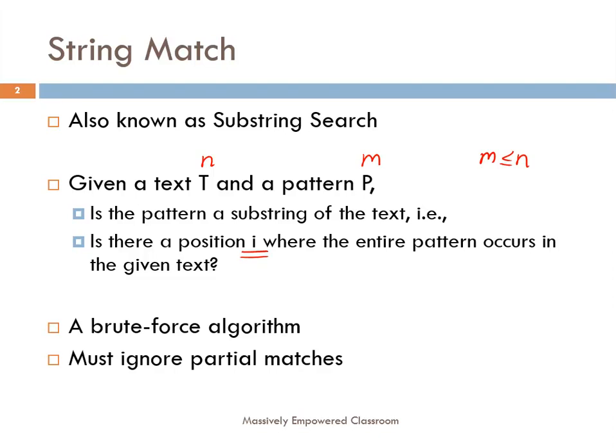Now, one of the things before we even look at the example is that a partial match is not good enough. Let's say the pattern had 4 characters in its string, and only the first 2 are present. That is not a successful search. The entire pattern must be present in the given string. So a partial match is not a successful search.